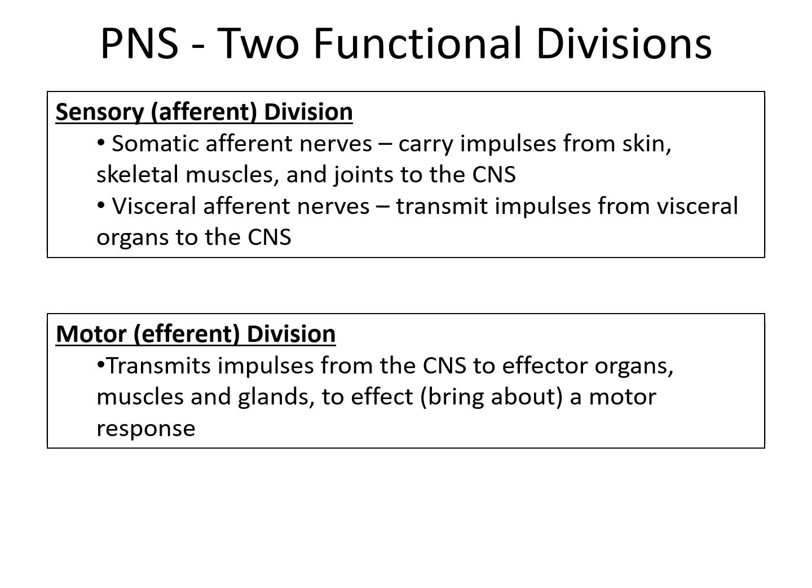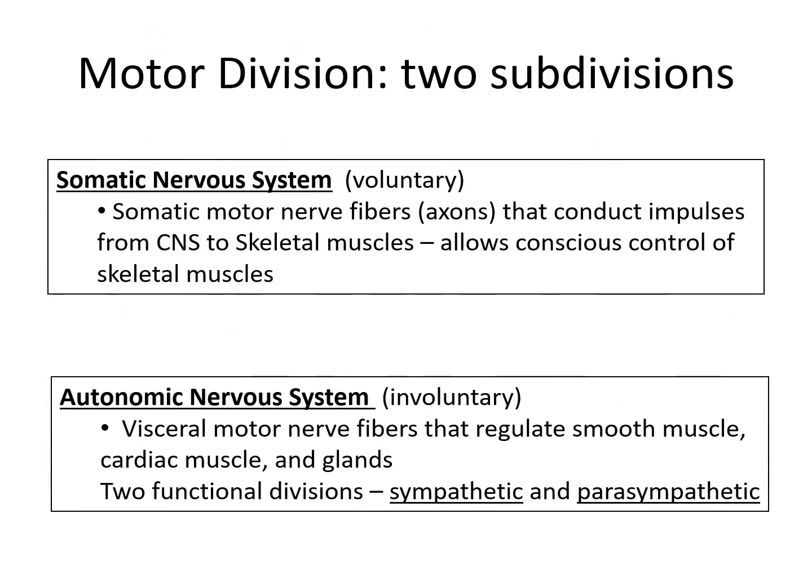Now we'll see what the motor division is. We all know motor is otherwise called efferent, and it transmits impulses from the central nervous system to the effector organs, for example muscles and glands. The motor division has two subdivisions: one is the somatic nervous system, the other is the autonomic nervous system. The somatic nervous system basically comes under our voluntary control. Somatic motor nerve fibers conduct impulses from the CNS to skeletal muscles. The autonomic nervous system is basically an involuntary nervous system, that's why it is called autonomic. And again it has two divisions, sympathetic and parasympathetic.